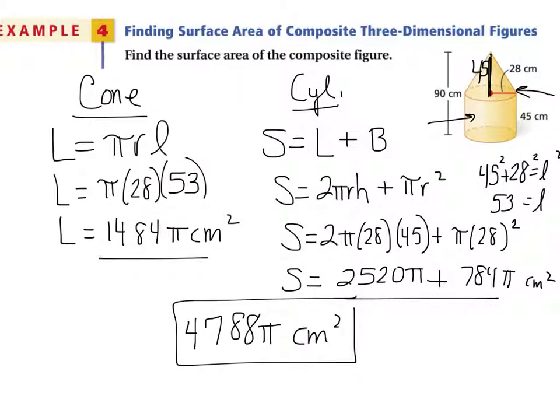And that's our answer. Notice that it did not say to leave your answer in terms of pi or to round, so you can do either one. I honestly think it's easier. If it doesn't tell you what to do, just leave your answer in terms of pi. It's much easier.